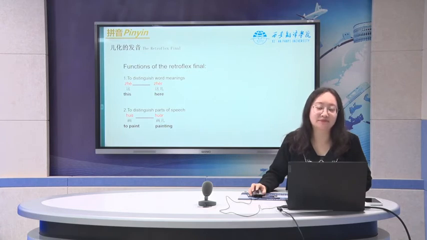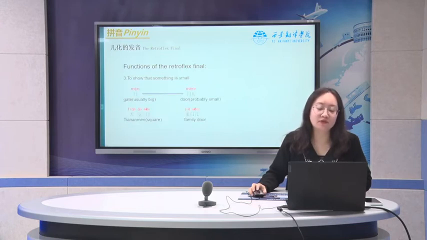the word meaning. 这 means this. 这儿 means here. And second, to distinguish the parts of speech. You can say 画, that means to paint. It's a verb. And 画儿 means painting. It's a noun.